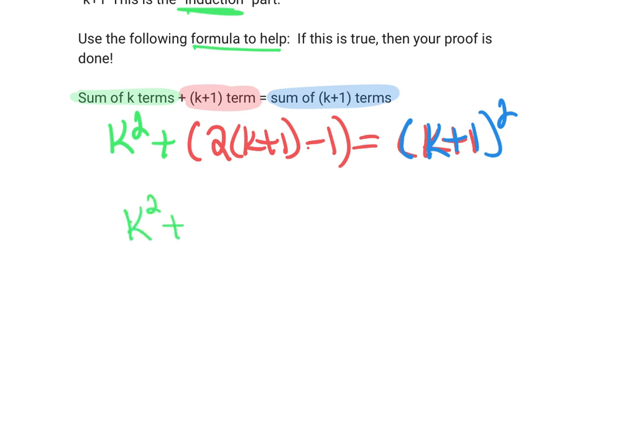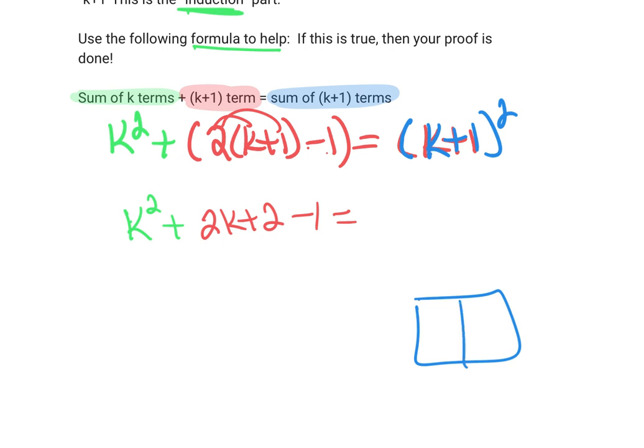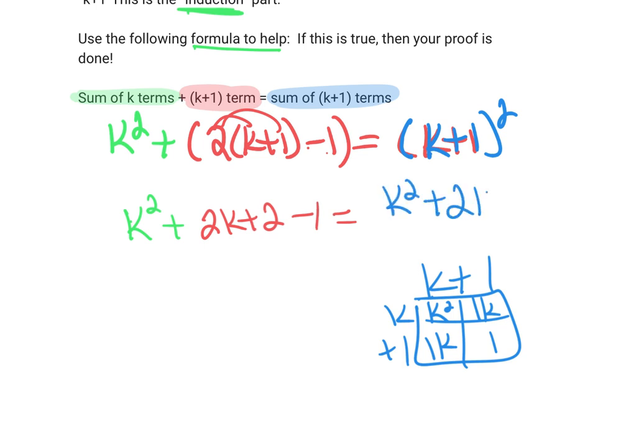In my red, when I distribute here, I would have 2k plus 2, and then this minus 1 equals k plus 1 squared. Little box method down here. Don't forget, k plus 1 squared is not k squared plus 1. We would have k squared, 1k, 1k, and 1. So we would have k squared plus 2k plus 1.